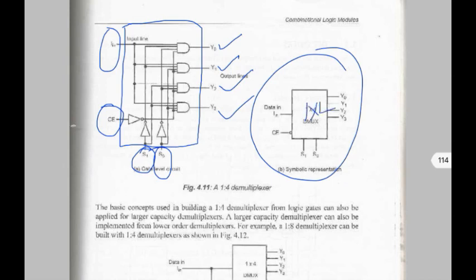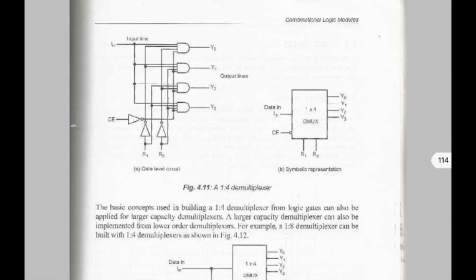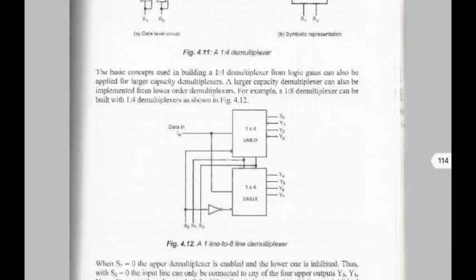It's supposed to be written like that: 1 to 4 line demux. So you can just use the short form of multiplexer to call it demux. And that is all we need to know about the demultiplexers, except that you may be required to implement a higher level or a larger capacity demultiplexer using lower level demultiplexers like we are doing now.